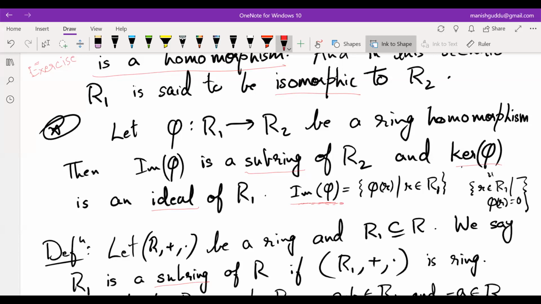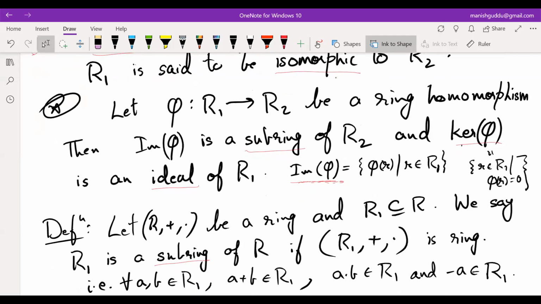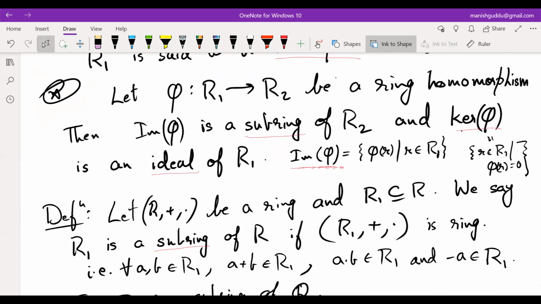Yeah. So let's try to understand what a subring is. One can guess what a subring will be. It's like a subgroup. Yeah. So let R be a ring and R1 be a subset of R. We say R1 is a subring of R if R1 with these two binary operators, plus and dot, induces a binary operator on R1 and makes it into a ring. So if this triple forms a ring, then we say that R1 is a subring.